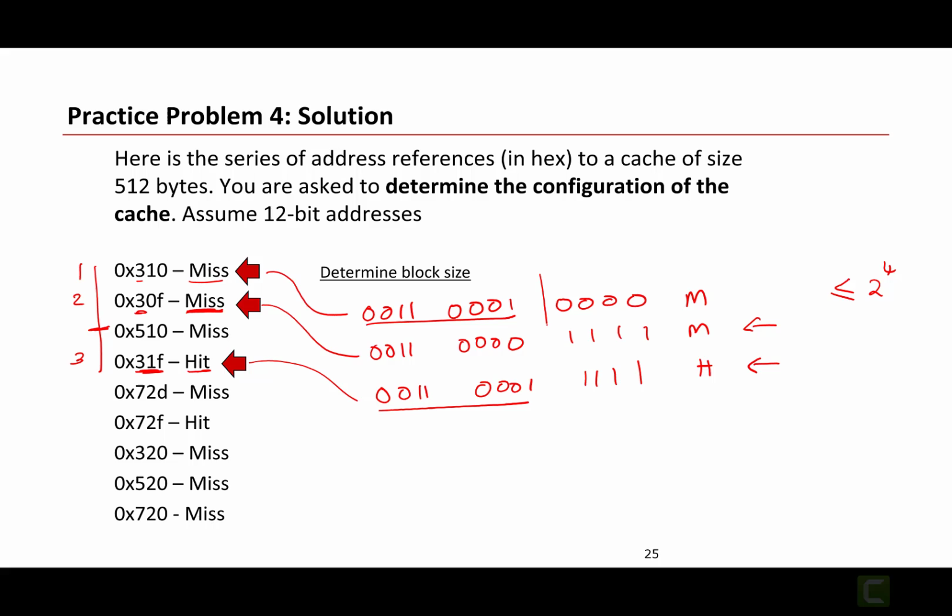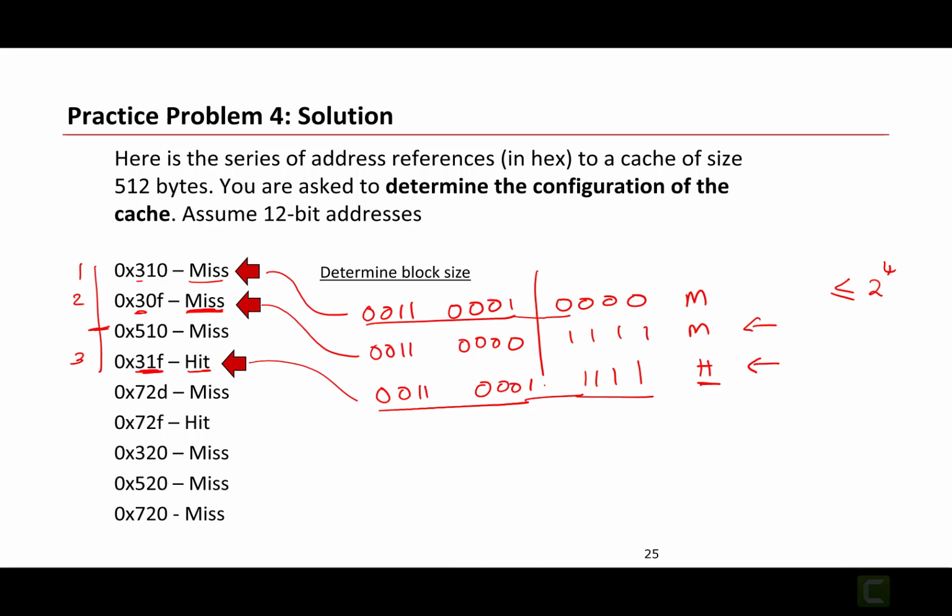And that means, what if you draw the boundary over here and say my 4 bits is my block offset? You will see that the block offset cannot be any smaller than 4 bits, because if I draw a line with just 3 block offset bits, then the prefix doesn't really match, which means the tag doesn't match with any of the previous two accesses. So given that this is a hit, this is clearly not possible.